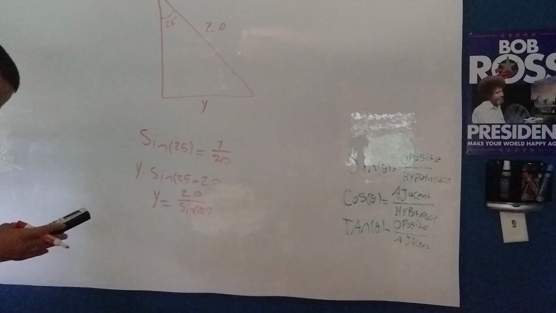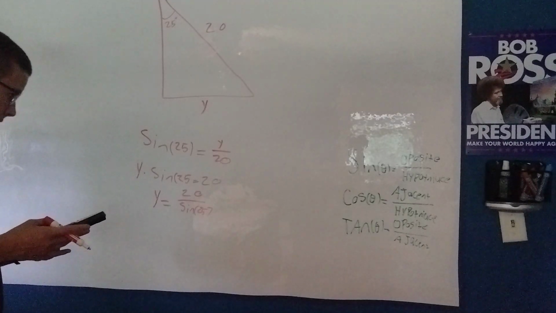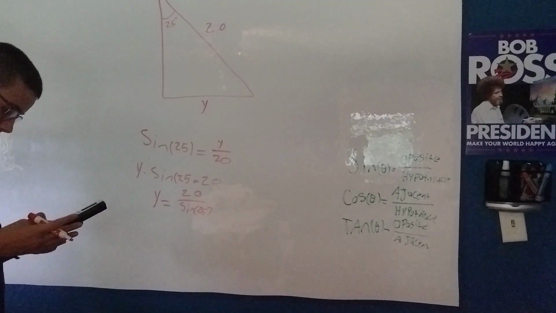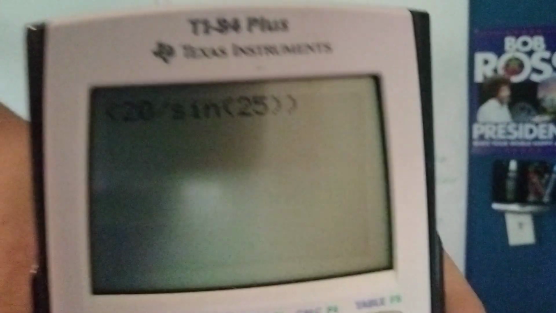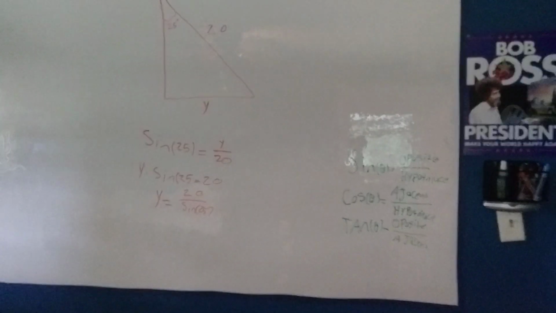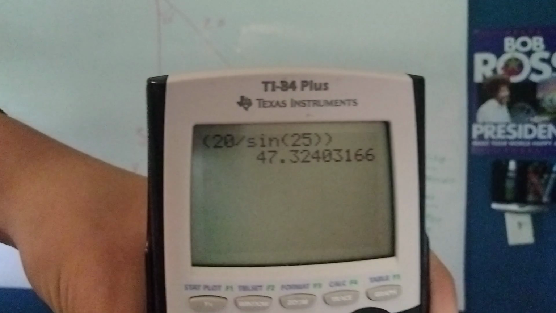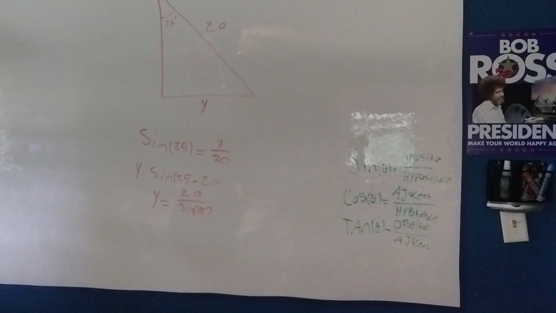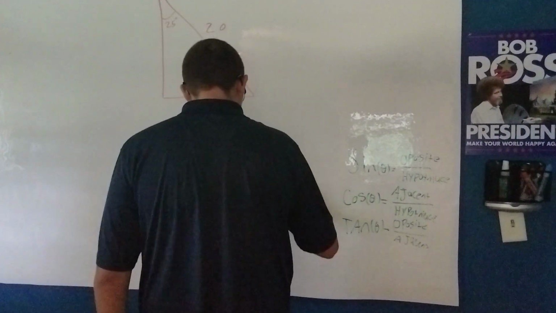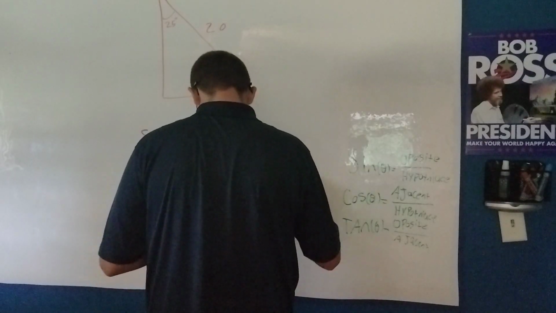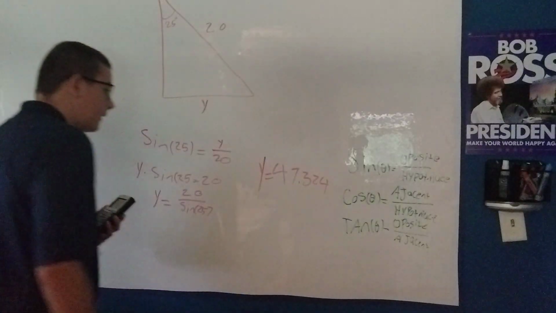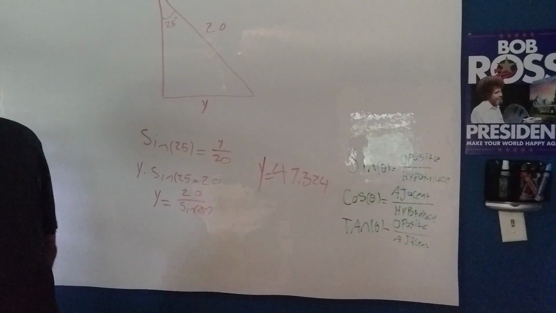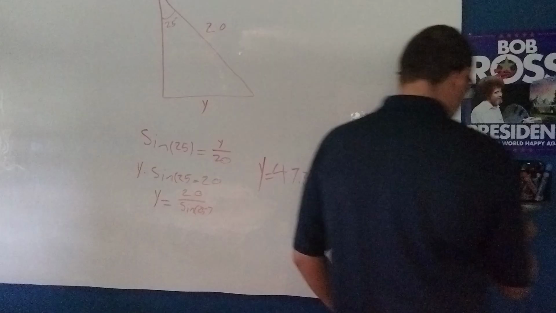Then just plug that into your calculator, right? Plug in 20 over sine 25 like that. Press enter and you get 47.324. So we can say here y equals 47.324, and that would be your answer for y on that one.